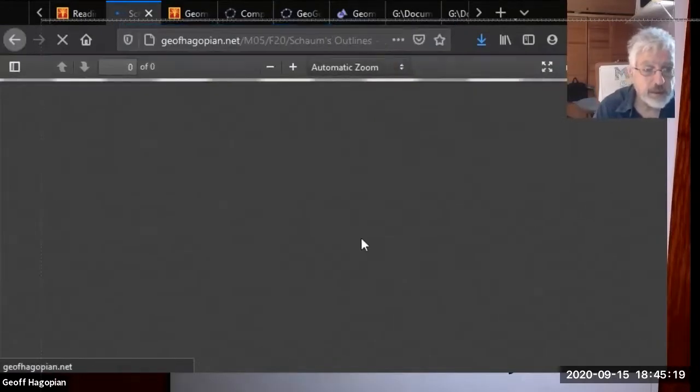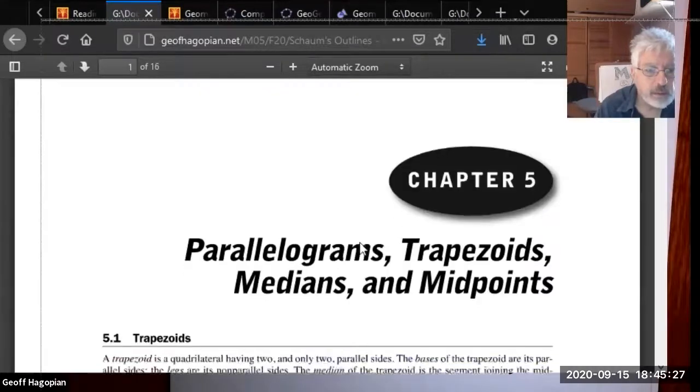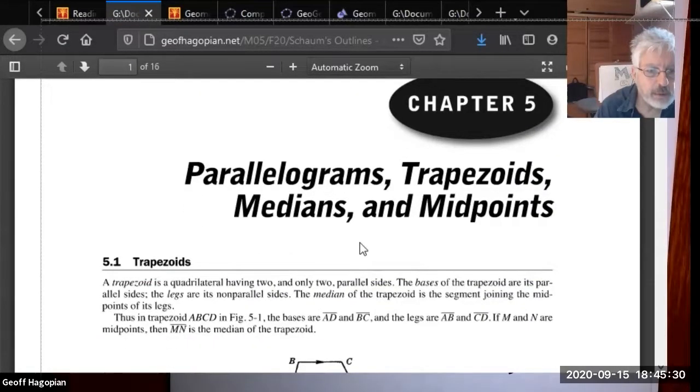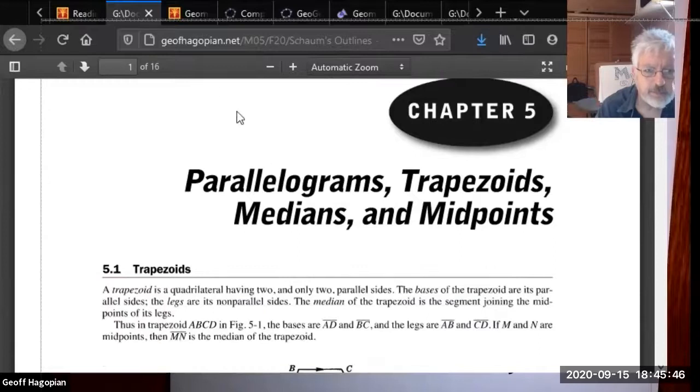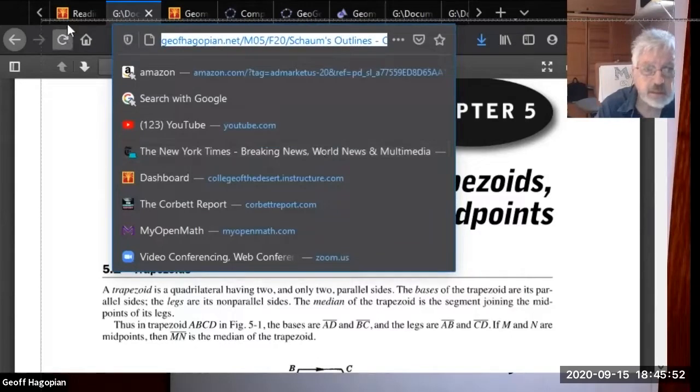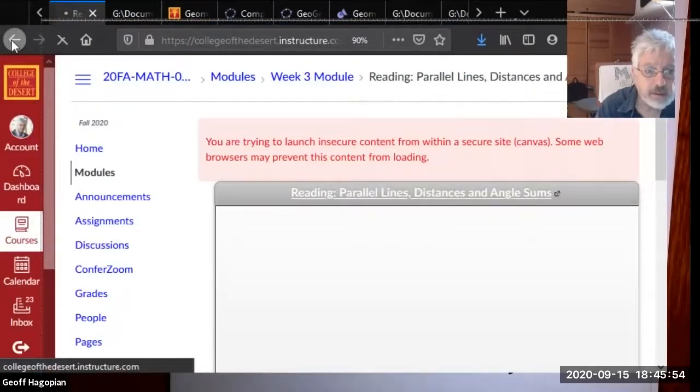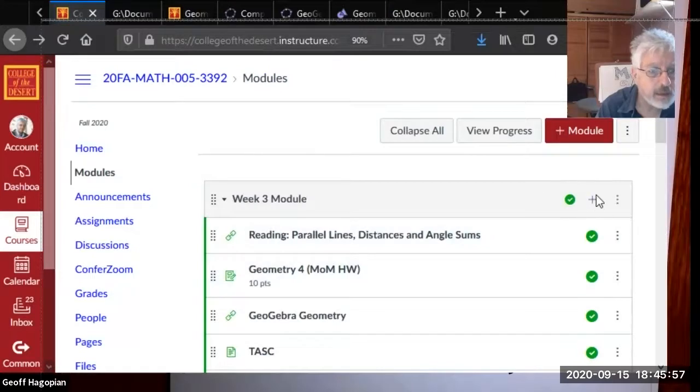And what are we reading about? Eventually this will load. We are reading about parallelograms, trapezoids, medians, and midpoints, all right? And I'm afraid that geometry 4 kind of depends upon some of the reading in here, which is a little anachronistic. That means out of order. So let's do this, and then we'll be back in order. In fact, I kind of wanted to make a note of this and then add that to our list of readings.